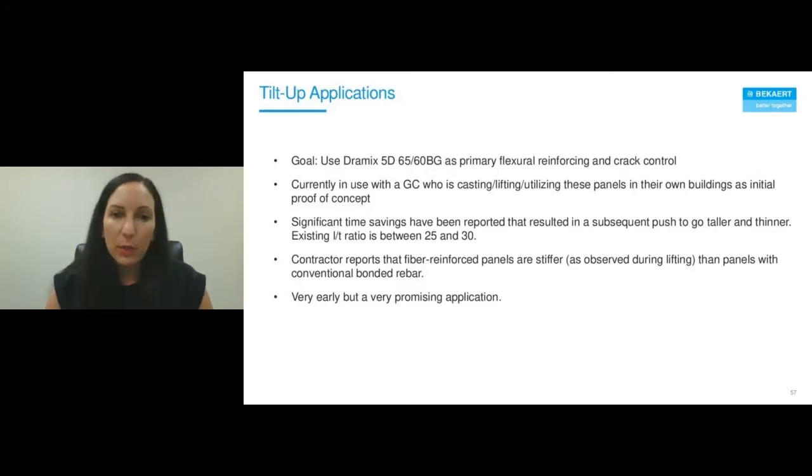We are doing some testing with a GC out west who's already casting, lifting, placing these panels in their own buildings to provide an initial proof of concept. They noted significant time savings, and they are trying to go, unsurprisingly, taller and thinner. The current height to thickness ratios range between 25 and 30. That contractor reported that these fiber reinforced panels were stiffer, that they flexed less as they were being lifted. And they were really, really happy with it. So this is definitely something that we're hoping to do a lot more of.